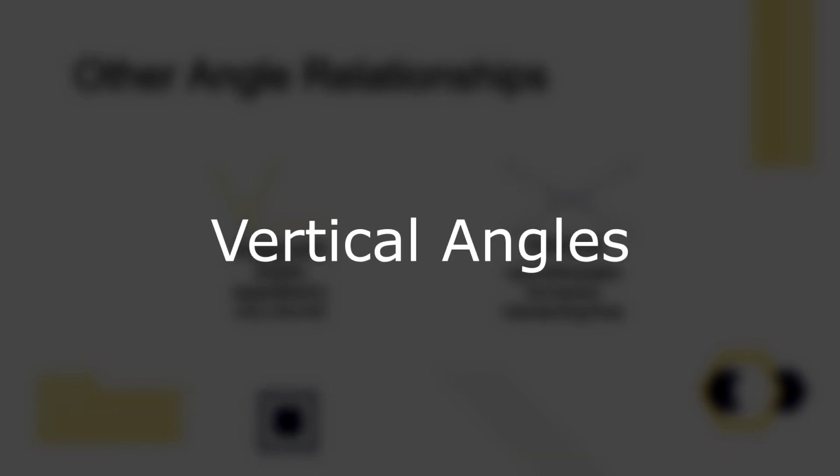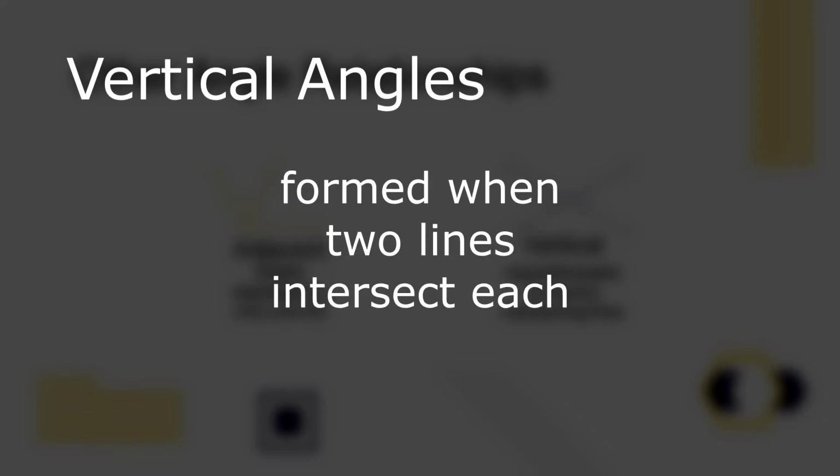Next, let's talk about the vertical angle relationship. This bit is a little more complicated than the previous one, so bear with me. This angle relationship is formed when two lines intersect each other, making an intersection. We are going to talk about intersecting lines in the next subtopic, so don't worry.